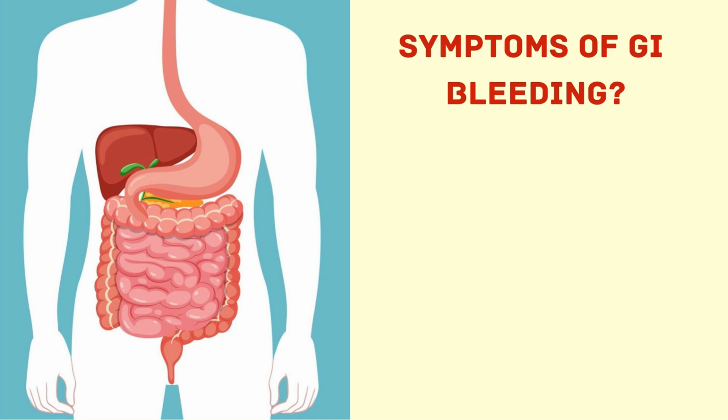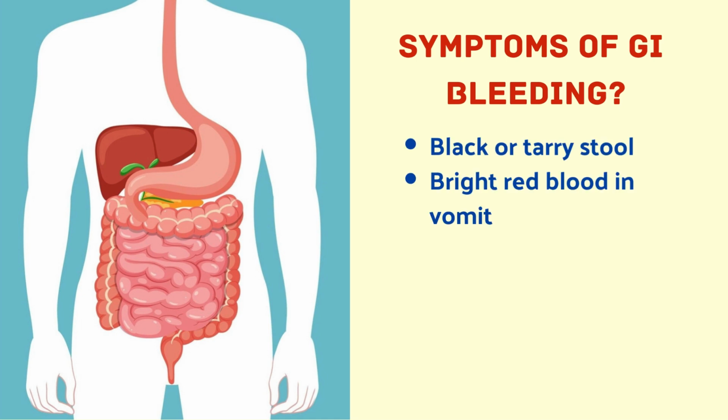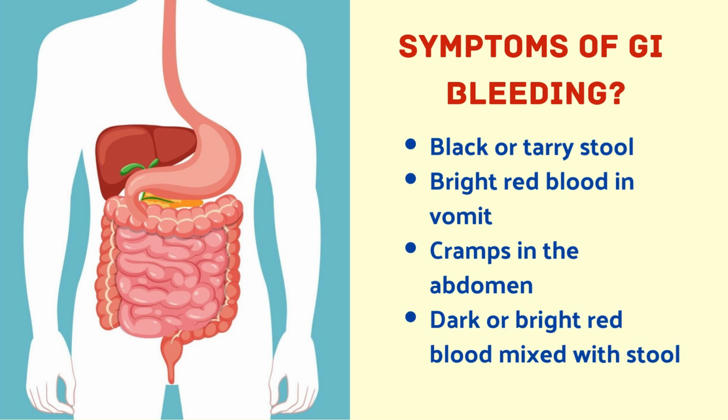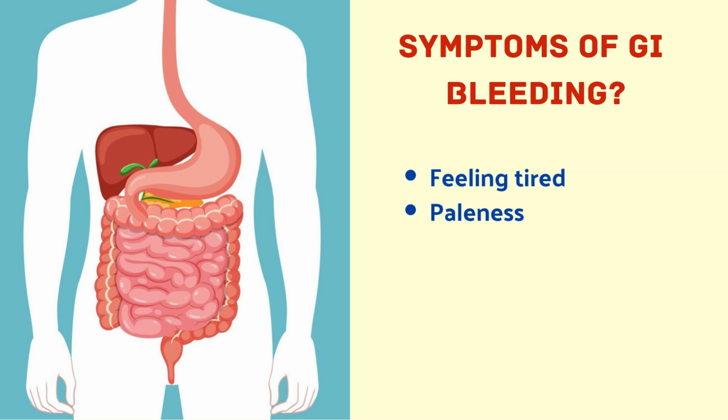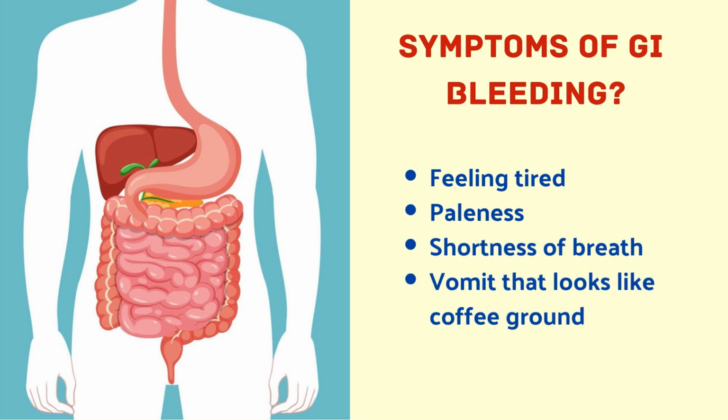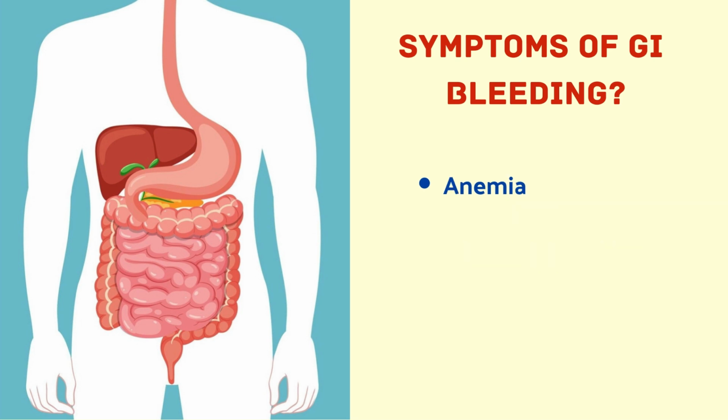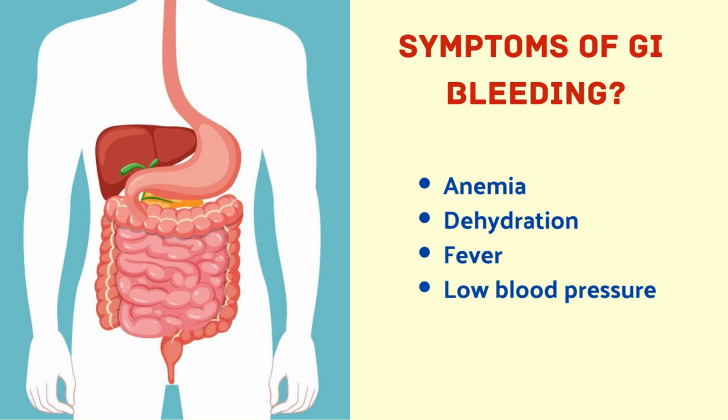Now let us see the symptoms of GI bleeding. And they are black or tarry stool, bright red blood in vomit, cramps in the abdomen, dark or bright red blood mixed with stool, dizziness or faintness, feeling tired, paleness, shortness of breath, vomit that looks like coffee ground, weakness, anemia, dehydration, fever, and low blood pressure.